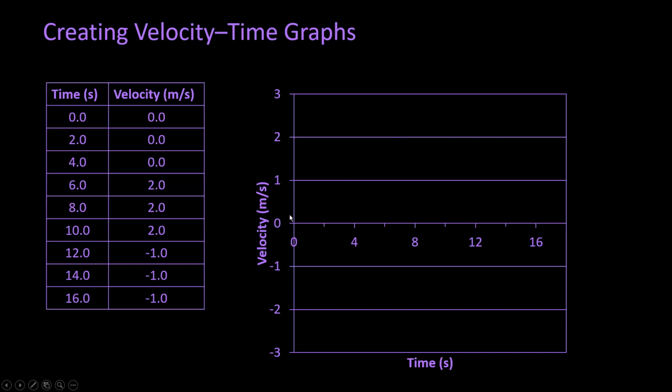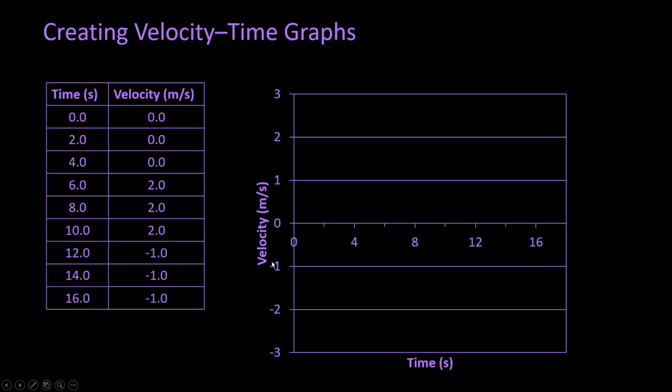Now we have the velocity on the y-axis, and that's in units of meters per second, and we have time on the x-axis, and that's in units of seconds. Now notice that the x-axis is in the middle of the graph instead of at the bottom, and that's because velocity is a vector quantity, which means we can have positive or negative numbers. So we have to account for that when we make our graph.